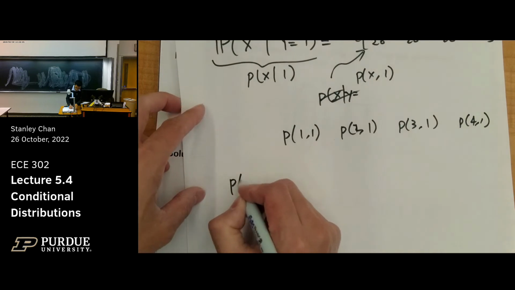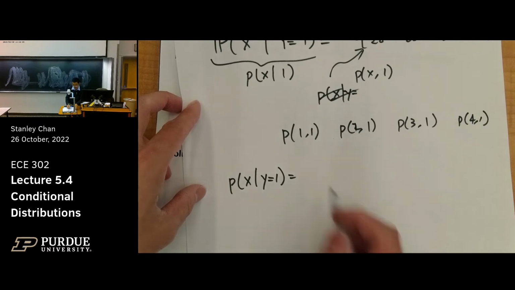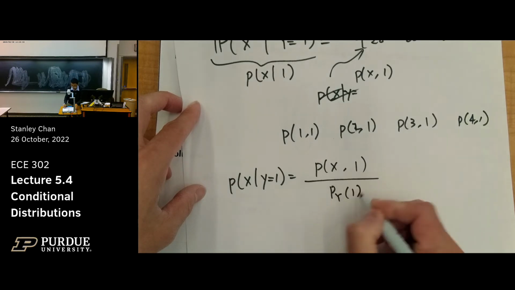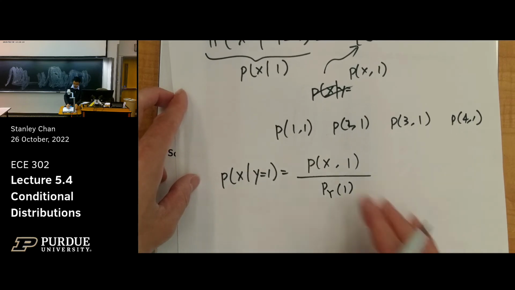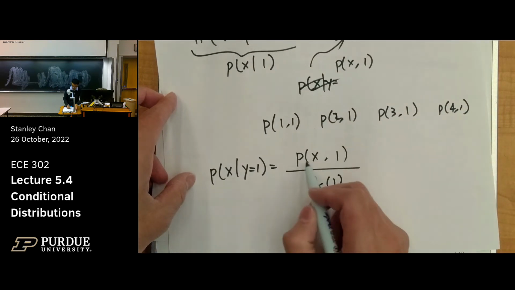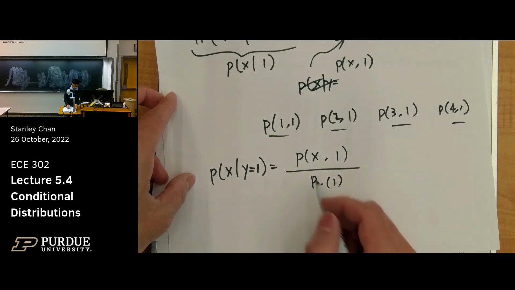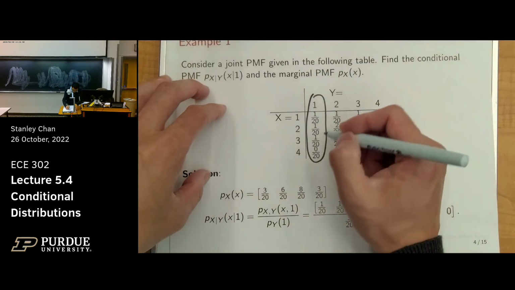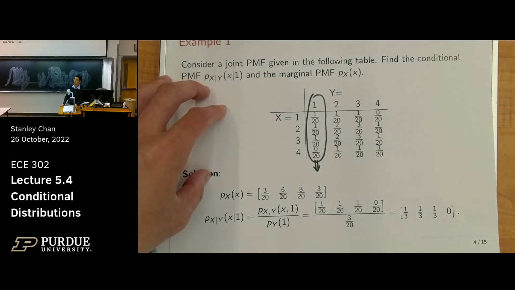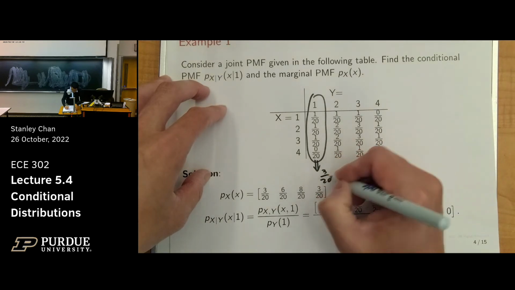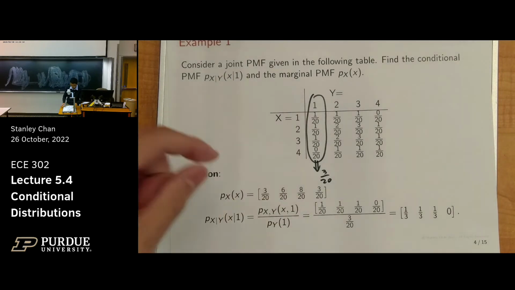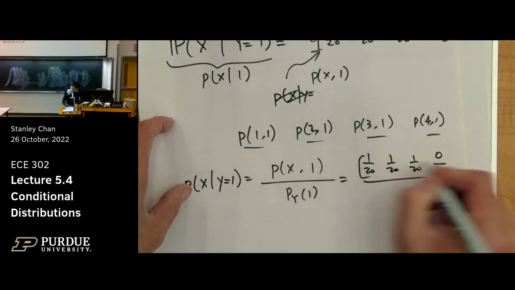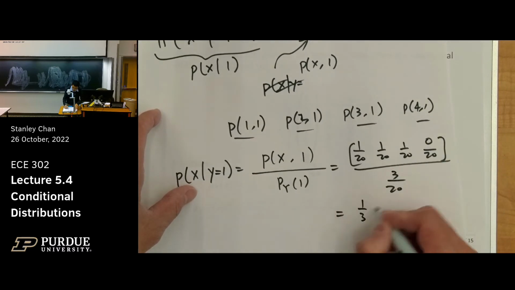Now, remember that the conditional probability of X given Y equals 1, how do we define it? It is defined as the probability of X and 1 divided by the probability P_Y of 1. Now this X and 1, of course, will be one of these four numbers. And then P_Y of 1, what is that? That's the marginal distribution. The marginal probability can be found by taking the sum of all these numbers in the column. So 1 over 20, 1 over 20, 1 over 20, I can just sum them up, I get 3 over 20. So I will have 1 over 20, 1 over 20, 1 over 20, and 0 over 20, divided by 3 over 20. That will give me 1 over 3, 1 over 3, 1 over 3, and 0.